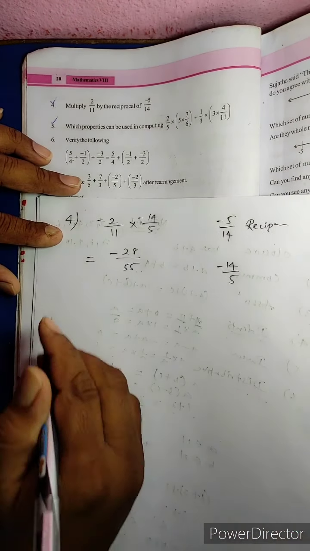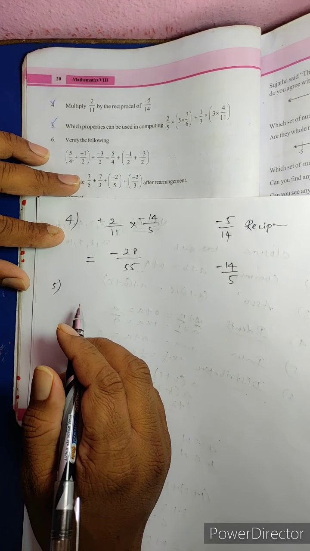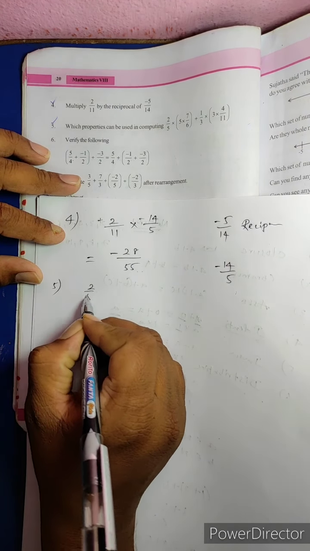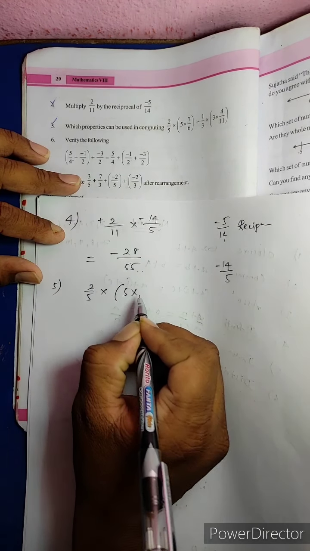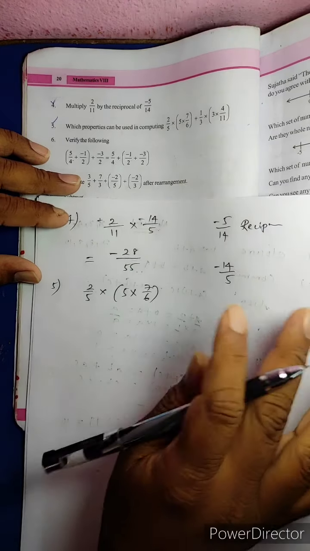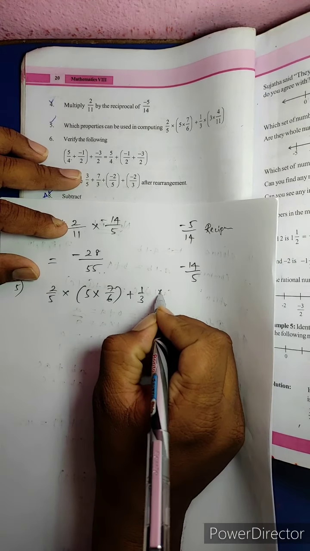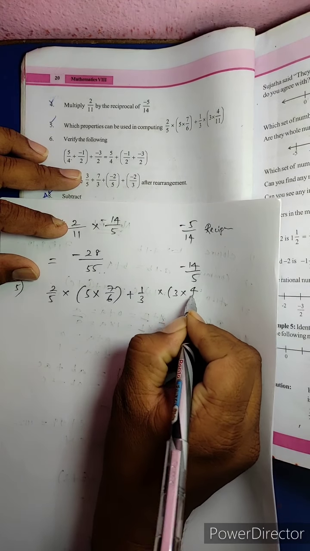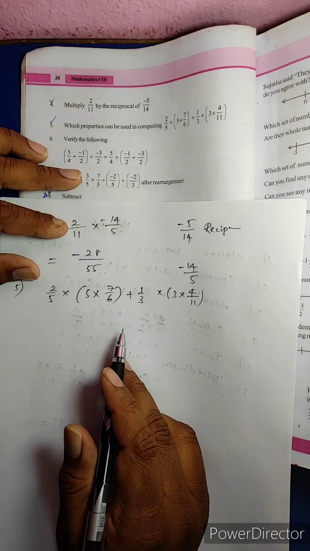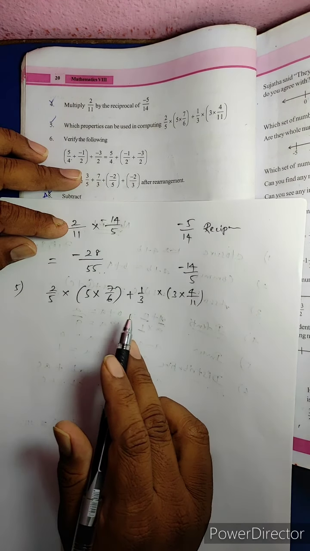Now the second one, the fifth problem. Which properties can be used in computing? There is a problem: 2 by 5 into 5, 7 by 6 plus 1 by 3 into 3 into 4 by 11. Given some numbers, we are asked which properties can be used in computing.